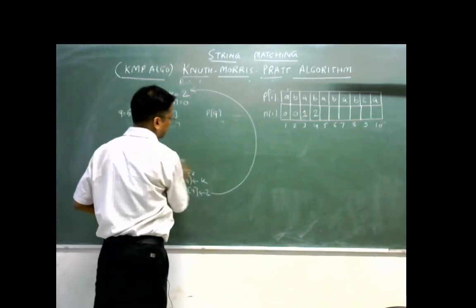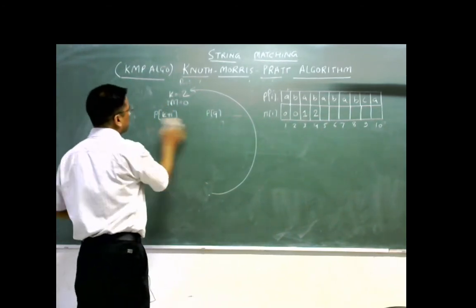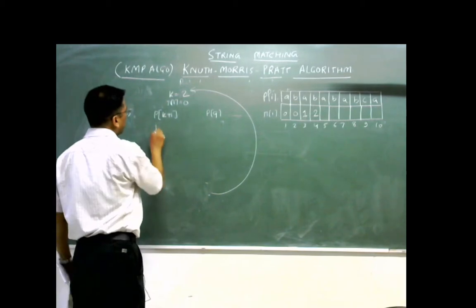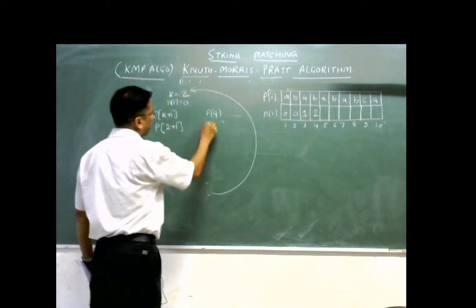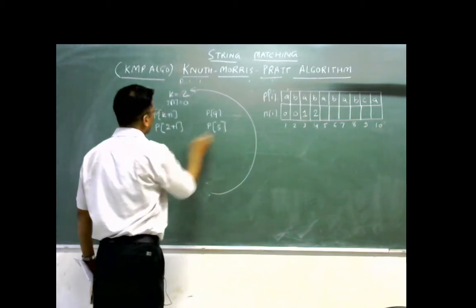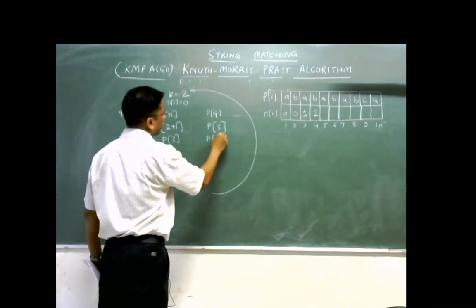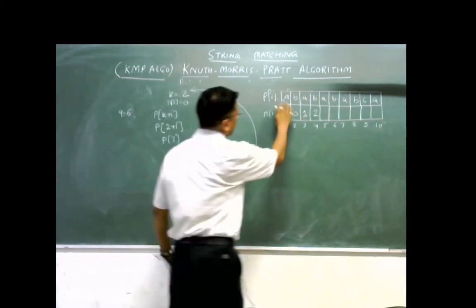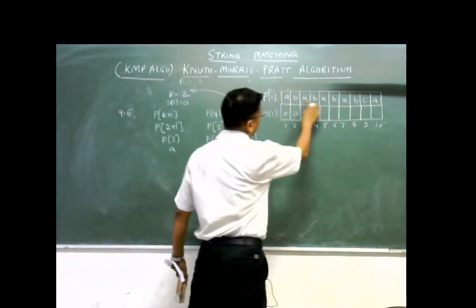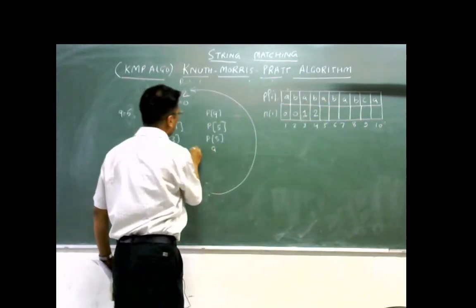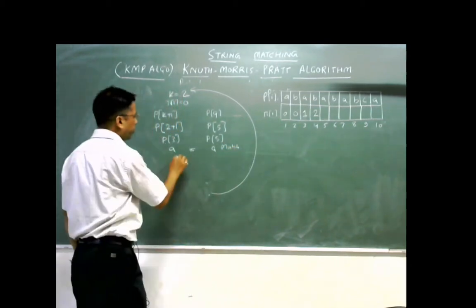So again, now P[k+1] means 2 plus 1, and P5. So P3 and P5. At position number 3 the element is A, and at position number 5 the element is A. Again a match. When there is a match, then what do we do?